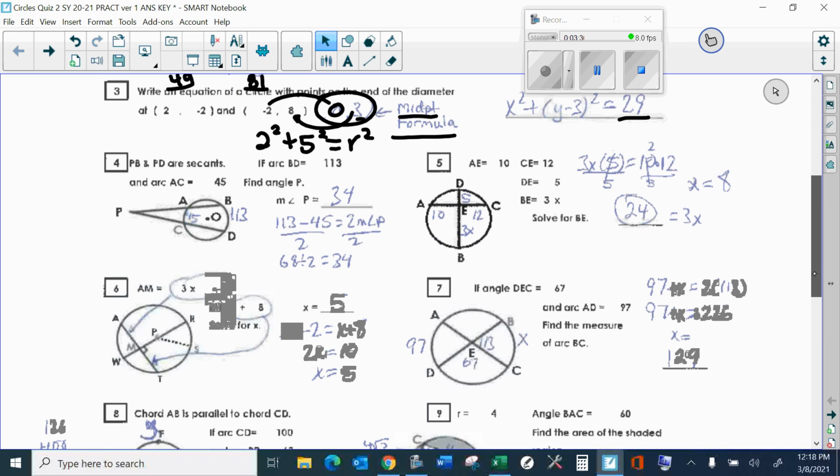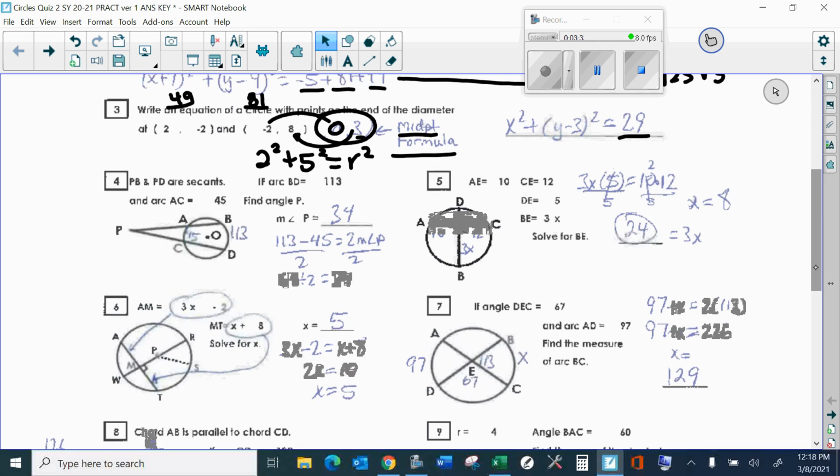Okay. Number 4, PB and PD are secants because it goes through the circle in 2 spots and comes out on one side or the other or both. Okay. Arc BD is 113, as you see labeled here. Arc AC is 45. We want the measure of angle P. So we know it's bigger arc minus little arc divided by 2, or I can do big arc minus little arc equals 2 times the measure of angle P, which is what I did, and then I divided by 2 on each side.